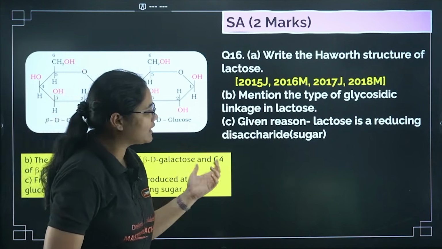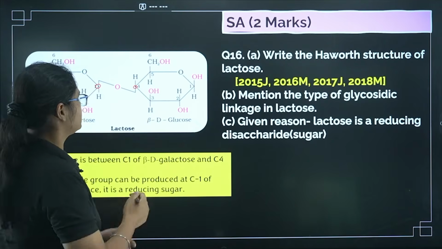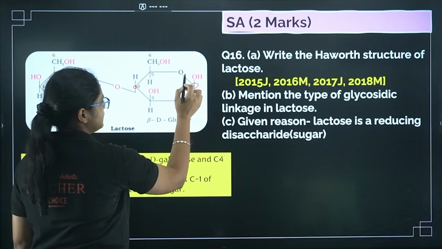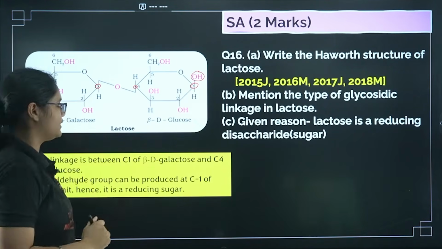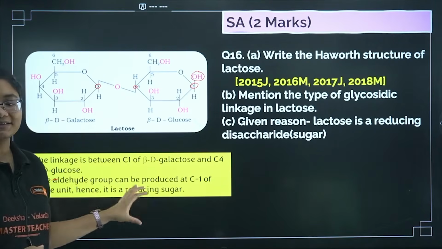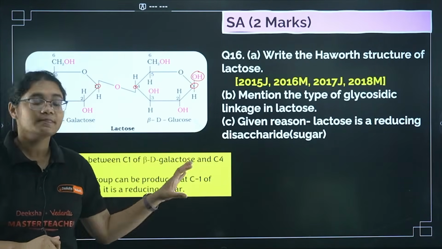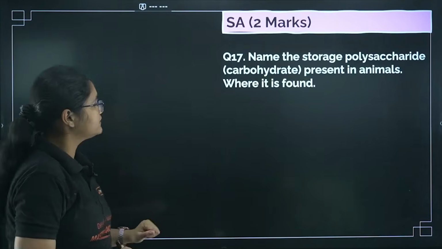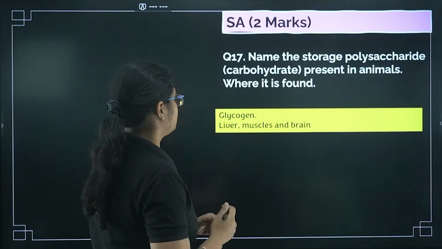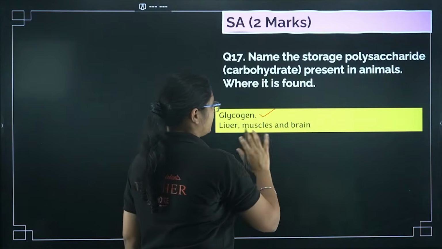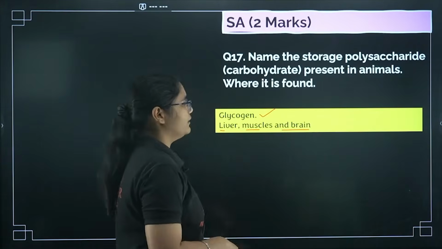Next, give the reason why lactose is a reducing sugar. Here also you can see lactose has a free OH group. This OH group can be converted to a free aldehyde group at the C1 position, so that is why it is a reducing sugar. Next, name the storage polysaccharide present in animals. It is glycogen, and it is found in the liver, muscles and brain.